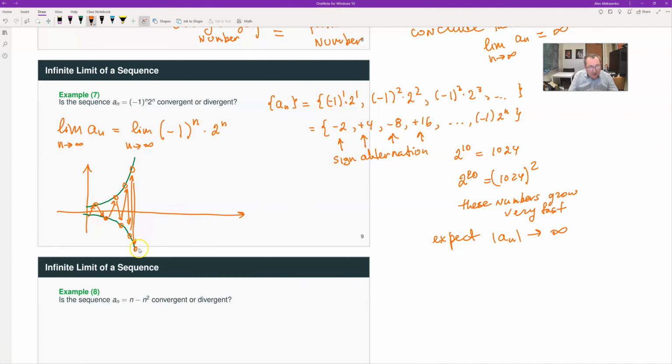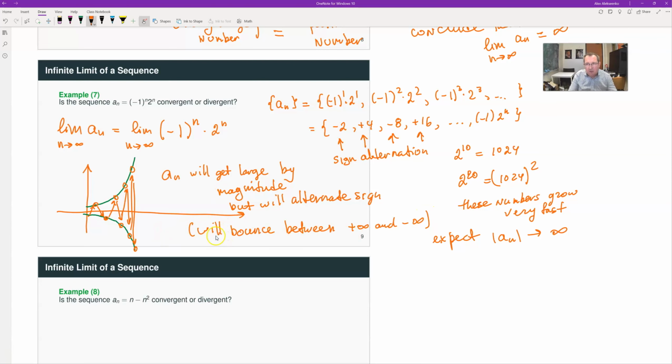So with this behavior, we notice that a_n will get large in magnitude, but will alternate sign. So it's a very specific behavior. It's not going to go to positive infinity. It's not going to go to negative infinity. It will bounce between infinities.